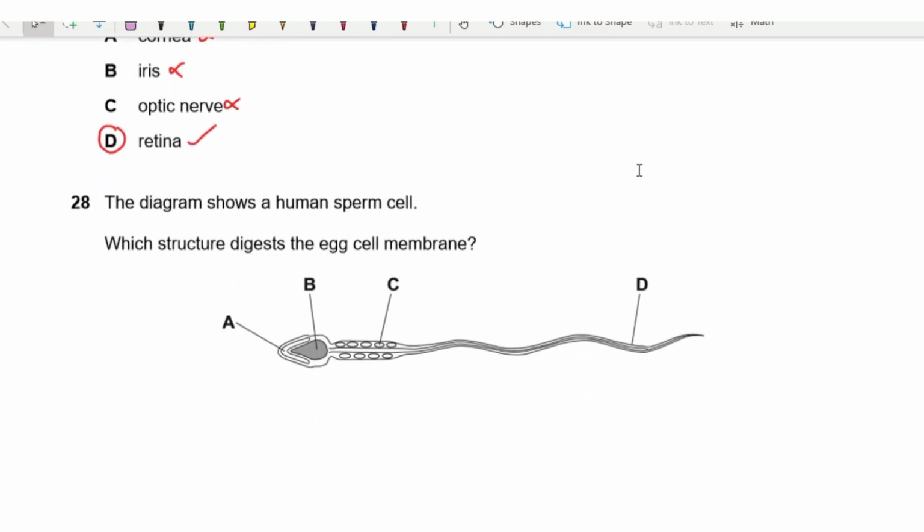Question 28 says, the diagram shows a human sperm cell. Which structure digests the egg cell membrane? So this part of the sperm is called the acrosome, and the acrosome contains the enzymes. B is the nucleus, while C is the mitochondria.